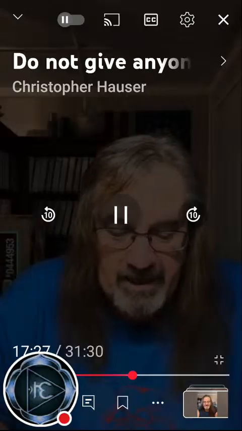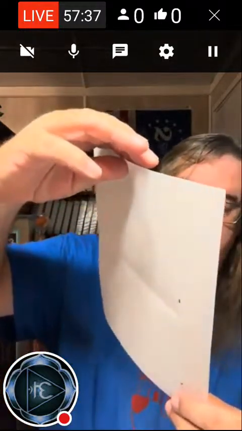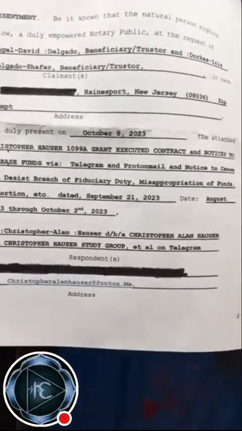Let's keep going. A grant executed contract and notice to release funds via Telegram and Proton Mail, and notice to cease and desist, breach of fiduciary duty, misappropriation of funds, extortion, etc. And then the date. They did this August, September 21st, '23, August '23 through October 2nd, '23. And then they put the information down here again.